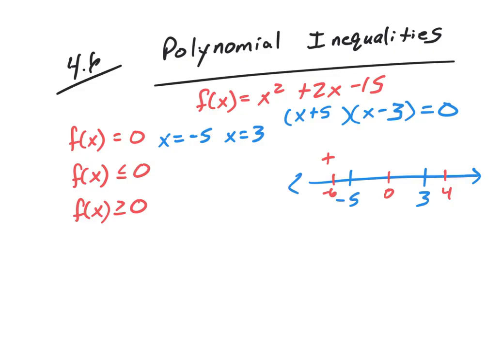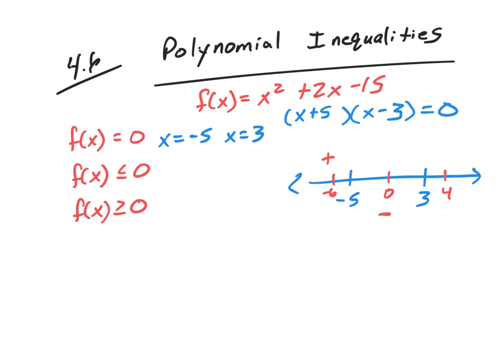When I plug in 0, 0 squared plus 2 times 0 is still 0, minus 15 would be a negative 15. Negative 15 is less than or equal to 0. It is negative. So we get a negative answer. So any number that I plug in between negative 5 and positive 3 would be negative, okay?